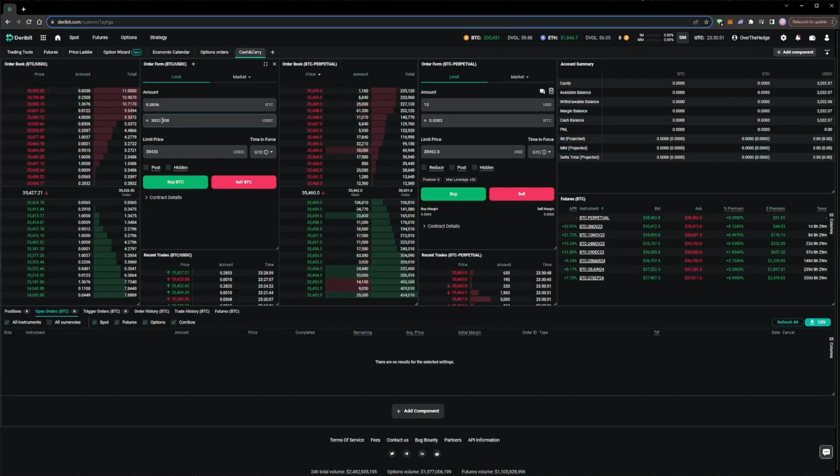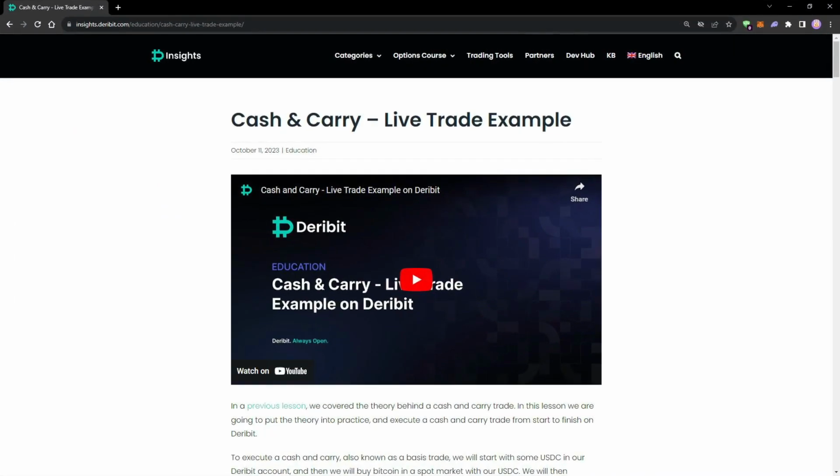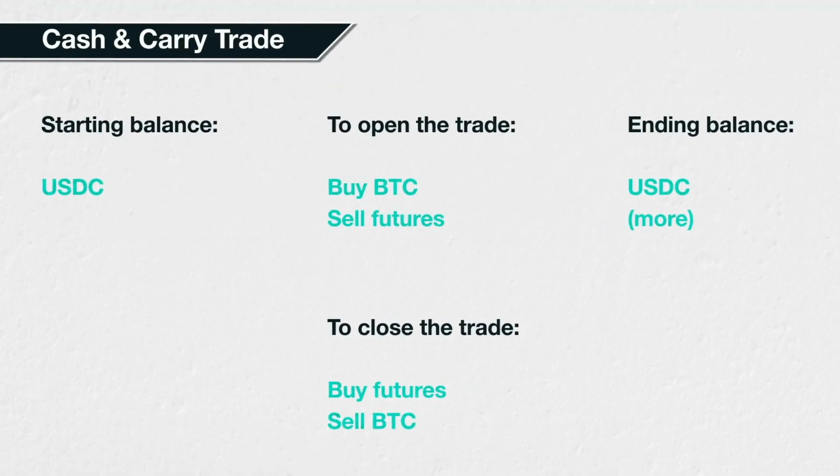A cash and carry trade, also known as a basis trade, is a popular way of making small but consistent and low risk gains. I've covered the fixed rate version in previous lessons, which you can see here. The basic premise with a cash and carry trade is that we start with dollars, use those dollars to purchase an asset, such as Bitcoin, and then short a futures contract for that same asset. By doing so, we lock in a premium while remaining delta neutral on the asset.